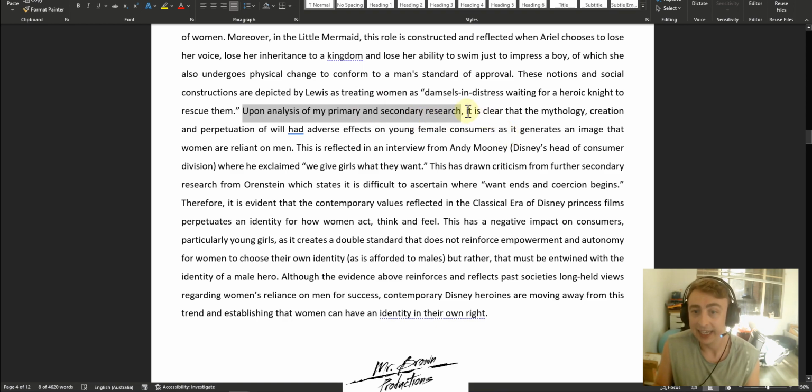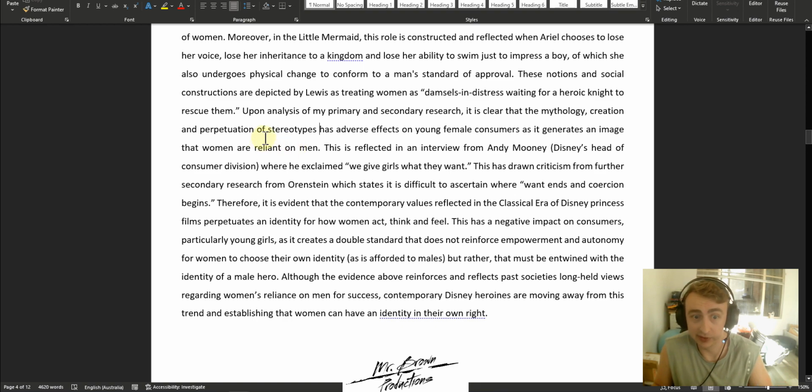So upon analysis of my primary and secondary research, it's also synthesis-y language, which is good, and we like that. It is clear that, a good transition statement, the creation and perpetuation of stereotypes, there was a little error there, I just fixed up, has adverse effects on young female consumers as it generates an image that women are reliant on men.